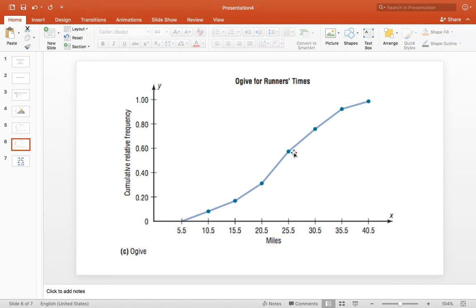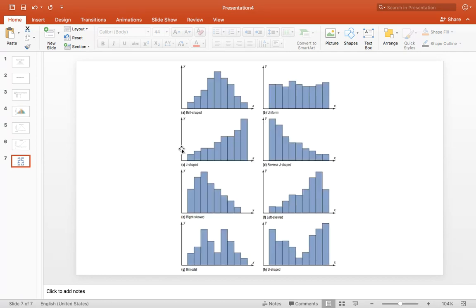Then the other thing that I wanted to talk about real quick is the different types of graphs and the different shapes that they can have. All right, so these are the different types of shapes that we can have. It's just good to know what's going on here. So our first one is a bell shaped, and that would be where we have most of our data in the middle, and then we have almost equal data on both sides, so it's symmetrical. If we were to draw a line down here, our graph will look symmetrical.